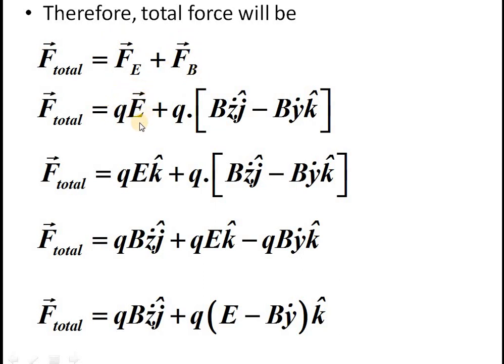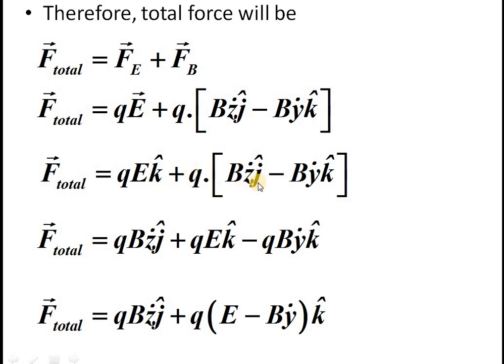Electric force we have seen, this is qE vector, and the magnetic force result we just got is q times (Bz j cap minus By k cap). Again you can see the electric force is along the K direction, along the Z direction, so we have k cap in it. So qE k cap plus q(Bz j cap minus By k cap). Now you can rearrange it along the unit vector directions.